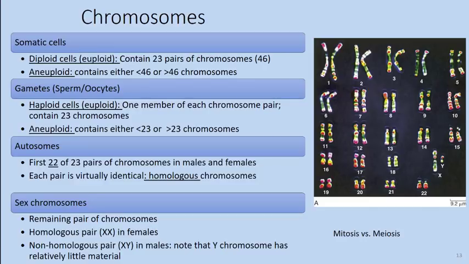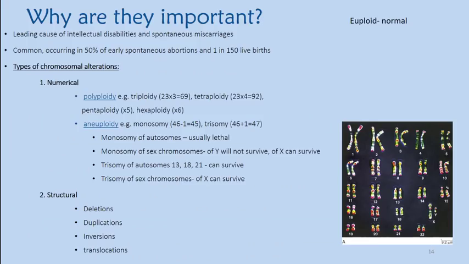Now, everything I just said is summarized on this page, but we're now going to get into details as to why all of this information is important. I want you to remember that a euploid cell is normal. So why is it important to look at differences in chromosomal number and structure?